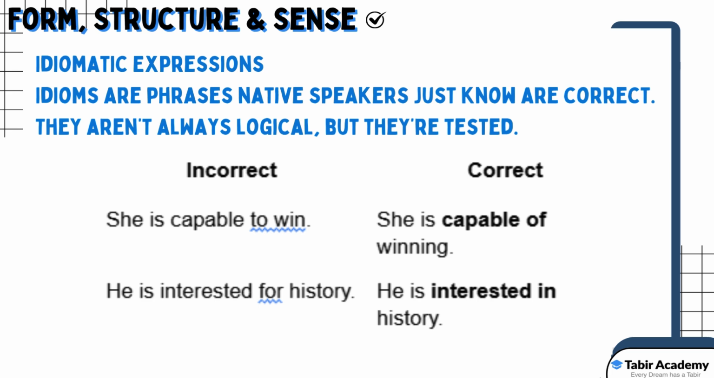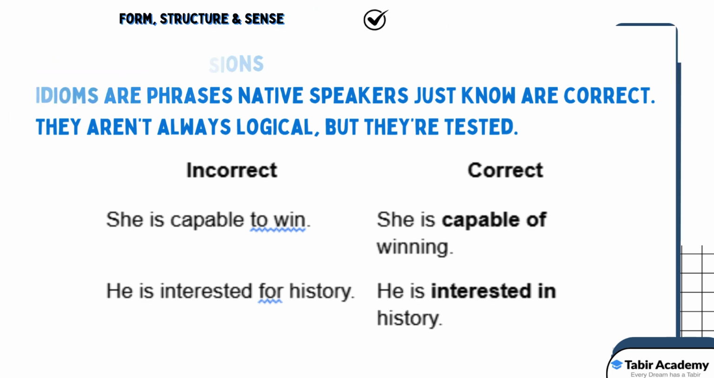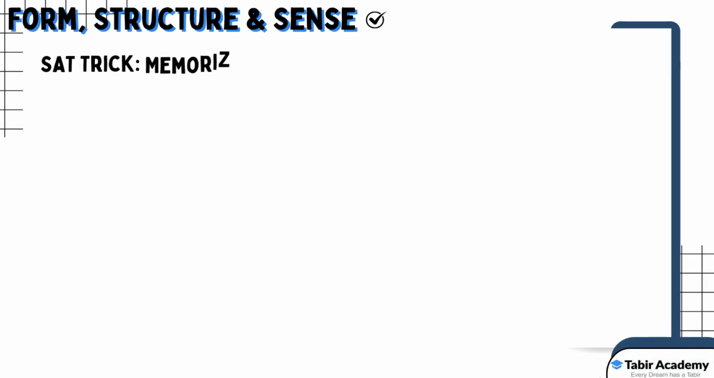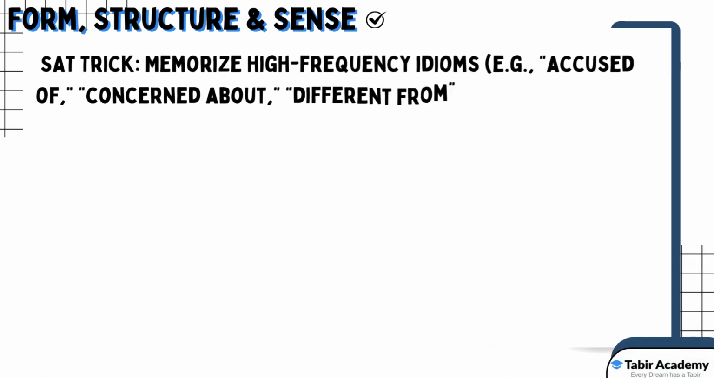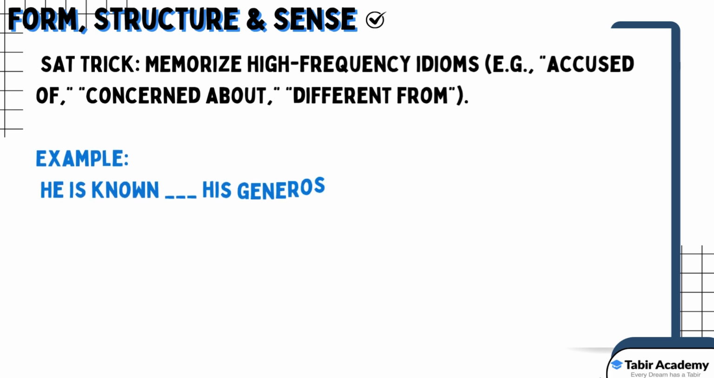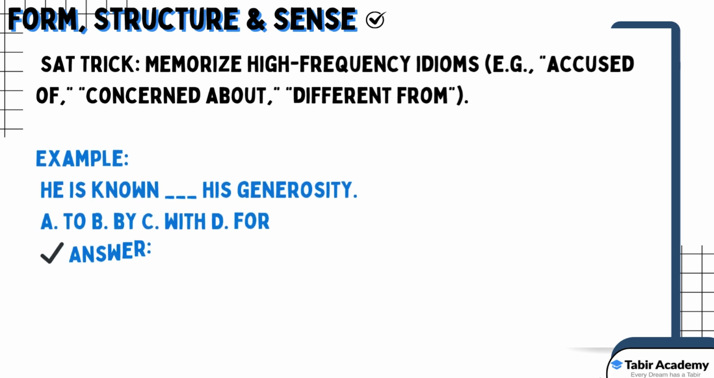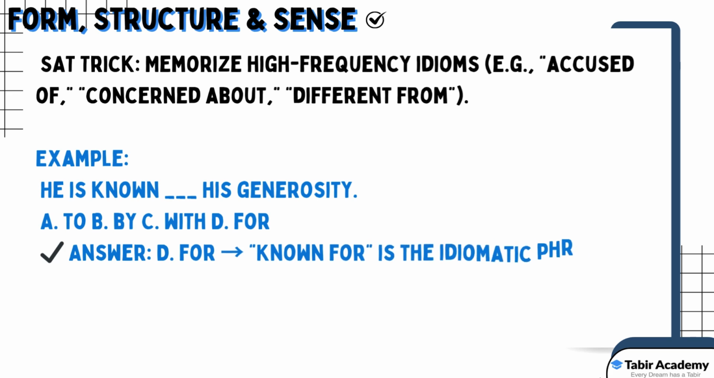So the easy trick is memorize high frequency idioms like accused of, concerned about, different from. They'll help you. Example क्या है? He is known dash his generosity. To, by, with, for. Answer is D, for. Known for is an idiomatic phrase.